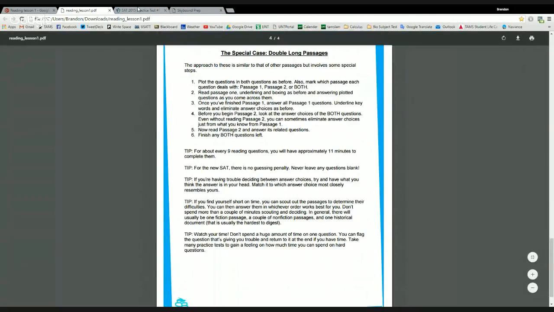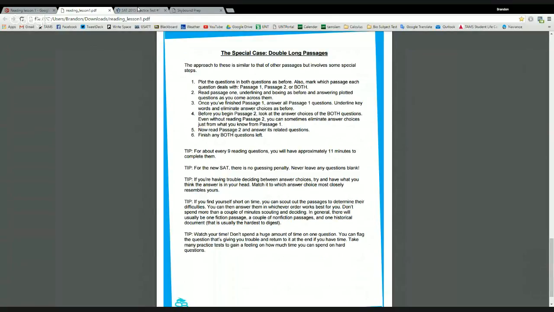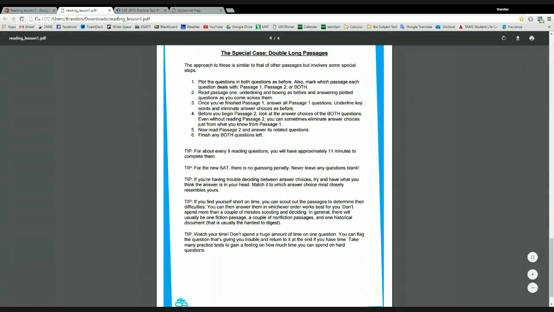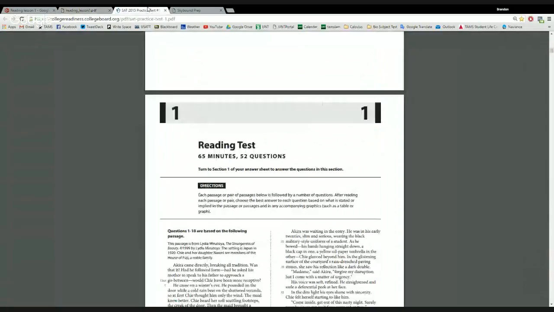Now we will start looking at a special case, which is the double passage. The double passage is a little bit different, but we use similar strategies. So we can go look at that and just practice those.